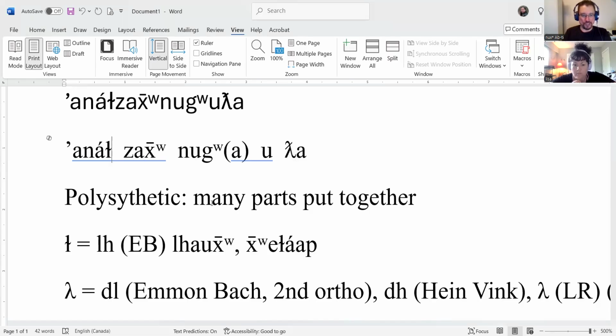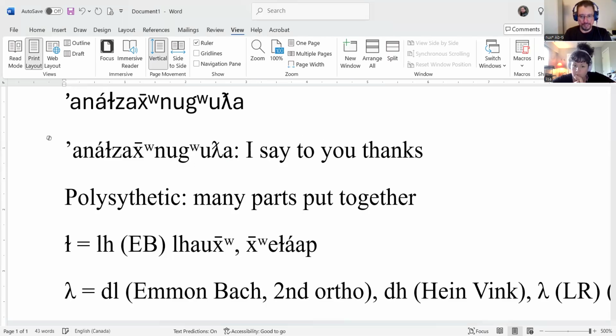So when you put all these parts of words together, they do form one single word. And we get rid of this A. So this anathta nugutla, if you took it in the most literal sense, it would mean something more like, I say to you, thanks. That's the way I would define it. That would be the most literal definition of it.